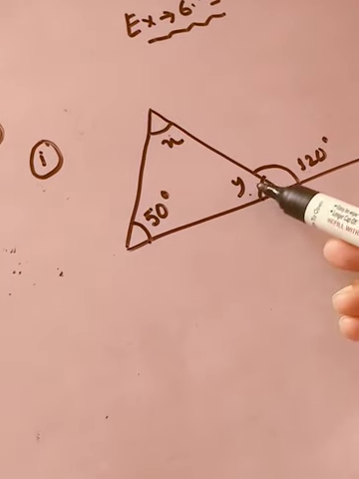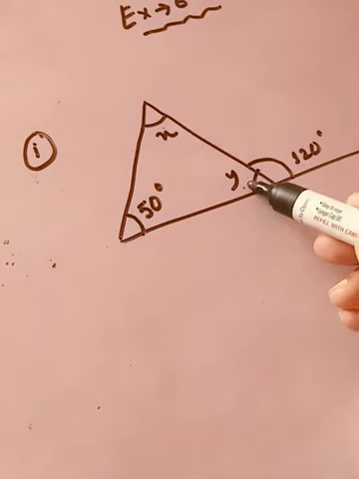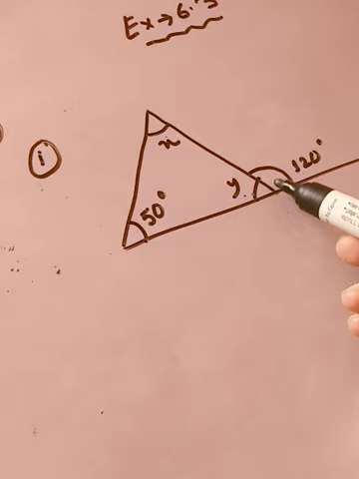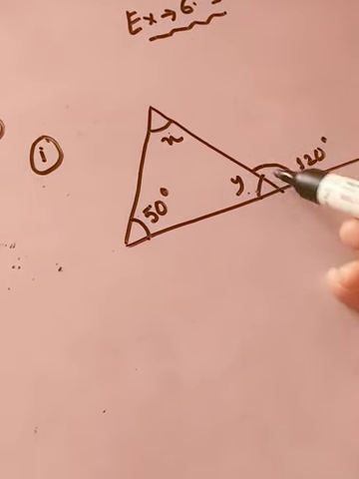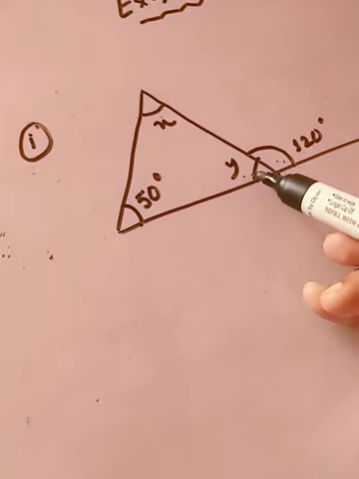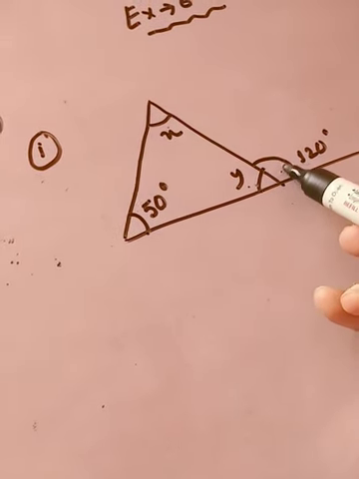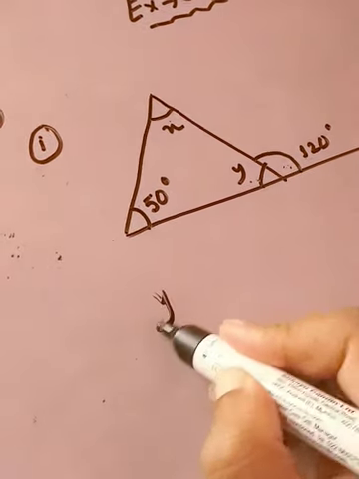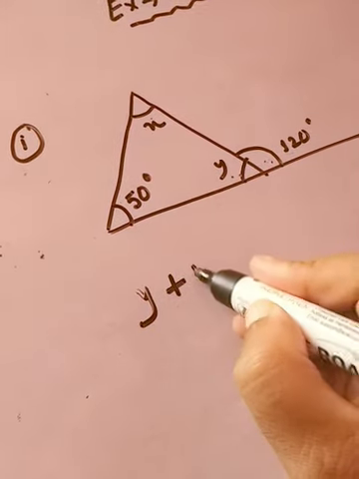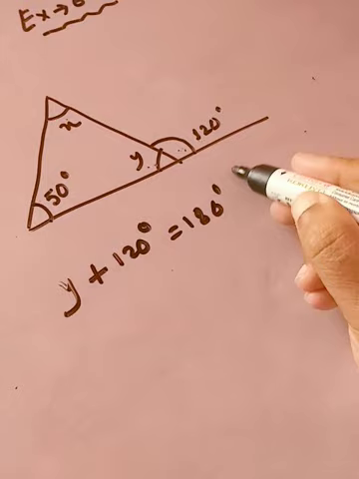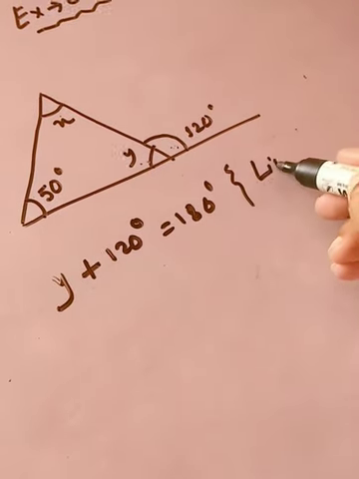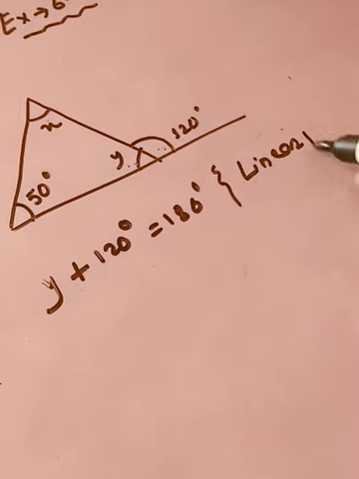How to get the value of y? See, these two angles are adjacent to each other because they are sharing the same point and they are sharing the same arm, isn't it? Remember, so these two angles are adjacent to each other. So what to write? y plus 120 degree equals 180 degree. Why? Because they are a linear pair. You can also say they are a linear pair, or adjacent angles.